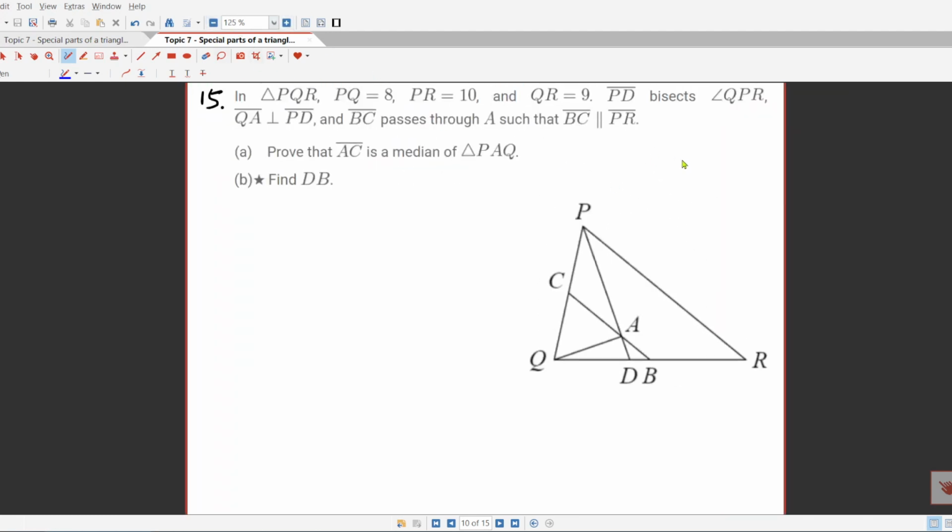Okay, 15. In triangle PQR, we have PQ equals 8, PR equals 10, QR equals 9. PD bisects angle QPR. It means this angle equals this angle here. QA is perpendicular to PD, right? So 90 degrees here. And BC passes through A, such that BC is parallel to PR. Okay, first question, prove AC is the median of triangle PAQ.